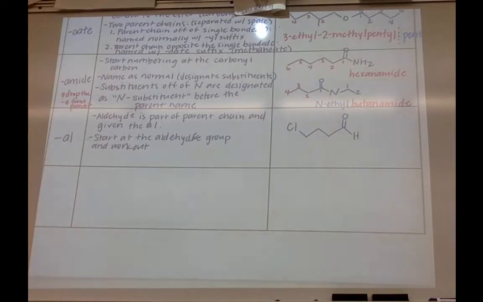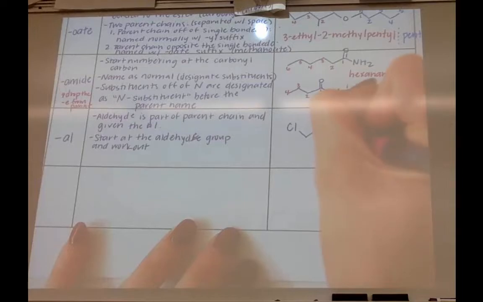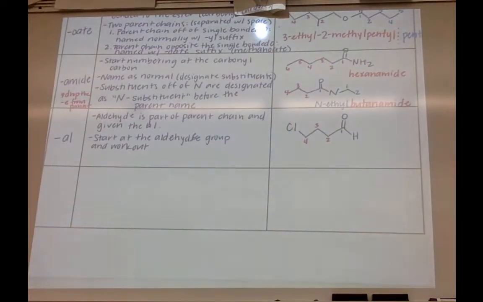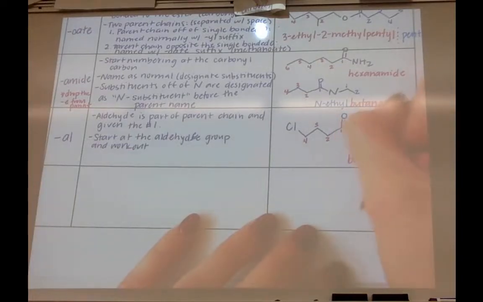The first thing you're always doing is looking for your longest parent chain. The aldehyde, the carbonyl carbon within the aldehyde, gets the number 1. Always, no matter what. You work out from there. So if we're looking at the parent chain first, 4 carbons is what? Butane. Drop the E, put al. Butanal.